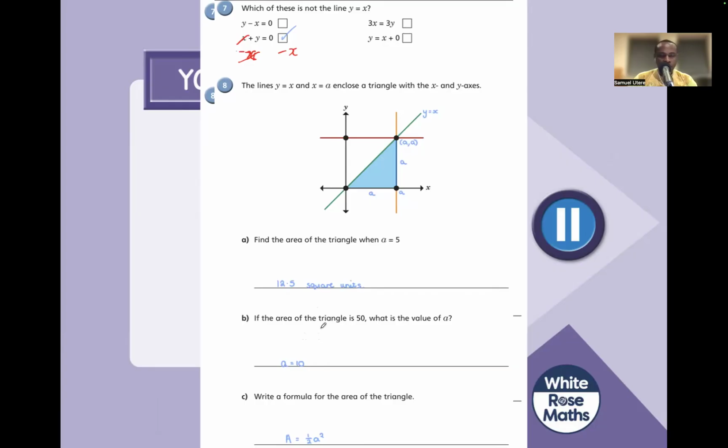Then next you are asked, if the area of the triangle is 50, what is the value of a? This one, you do substitution, a will be 10. And then the formula for the area of the triangle will be half a squared.